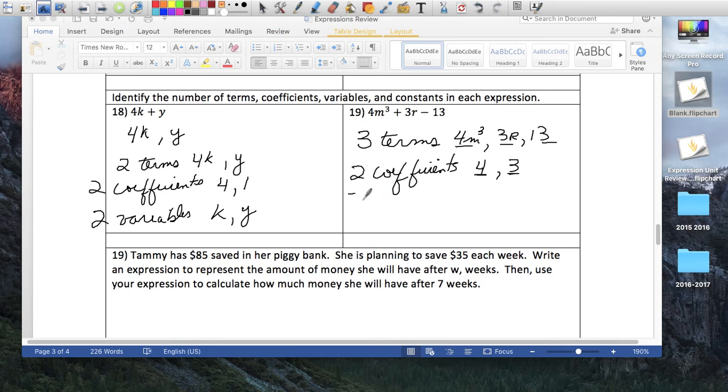Variables, I have 2 variables, 2 letters representing an unknown. And the variables are m and r. And do I have any constants? Any numbers standing alone? Yes, I have one constant, one number all by itself, 13.